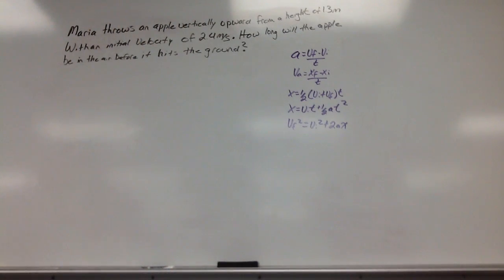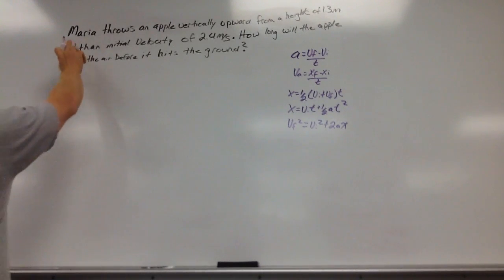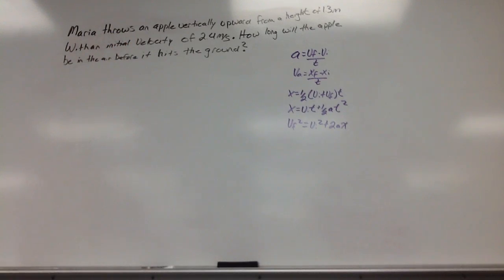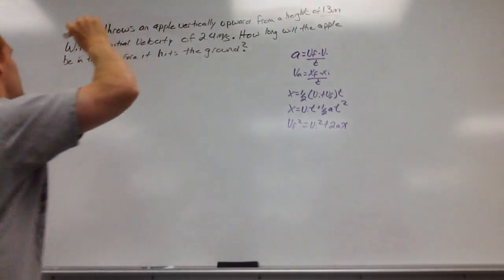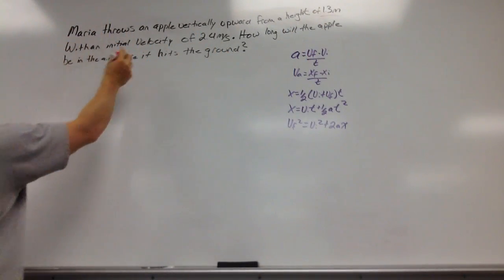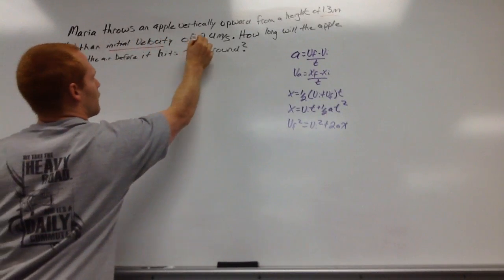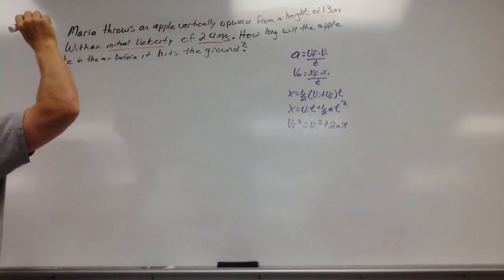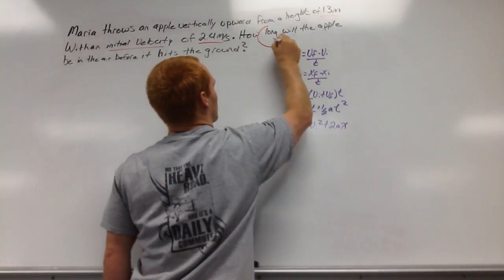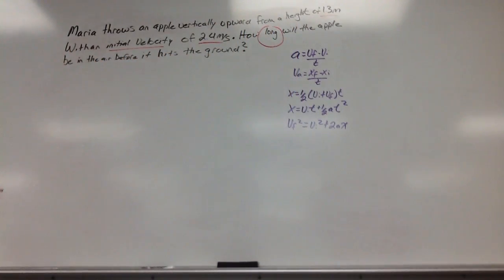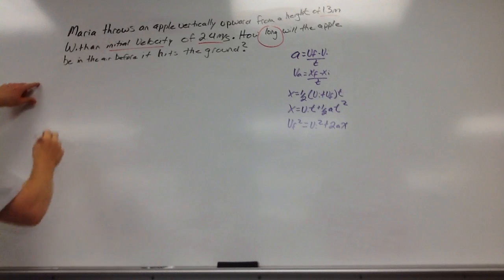Okay, this is going to be the hardest problem on the first test, but it's not too bad. Maria throws an apple vertically upward from a height of 1.3 meters with an initial velocity of 2.4 meters per second. How long will it be in the air before it hits the ground? Okay, so first thing I'm going to do, I'm going to draw a picture.